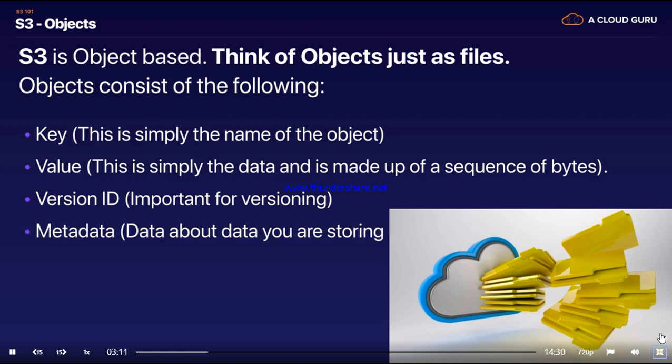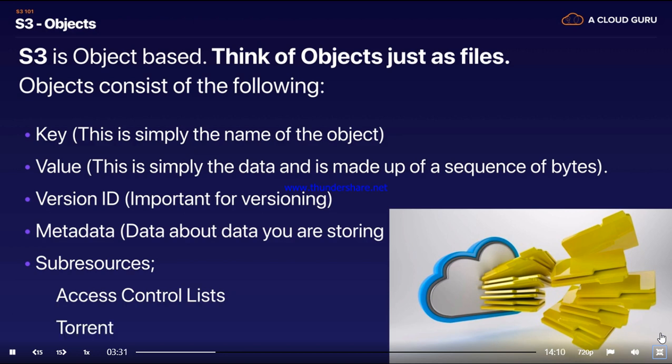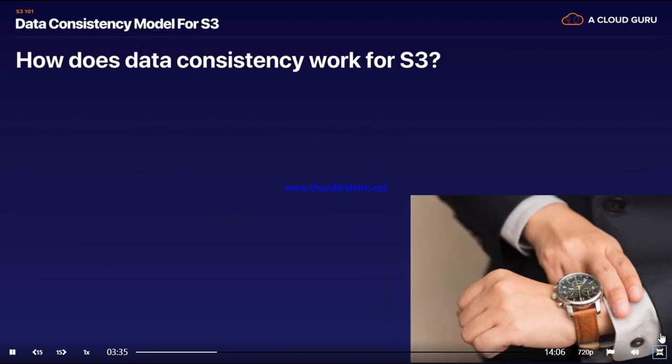We also then have metadata. If you've never heard the term metadata before, it just simply means data about data. So it's data about the data that you're storing. So you may say, okay, this object belongs to the finance department. This is our payroll spreadsheet, something like that. And then it has a bunch of different sub-resources. So we have access control lists, and we also have torrents. We are going to cover off access control lists and bucket policies coming up.